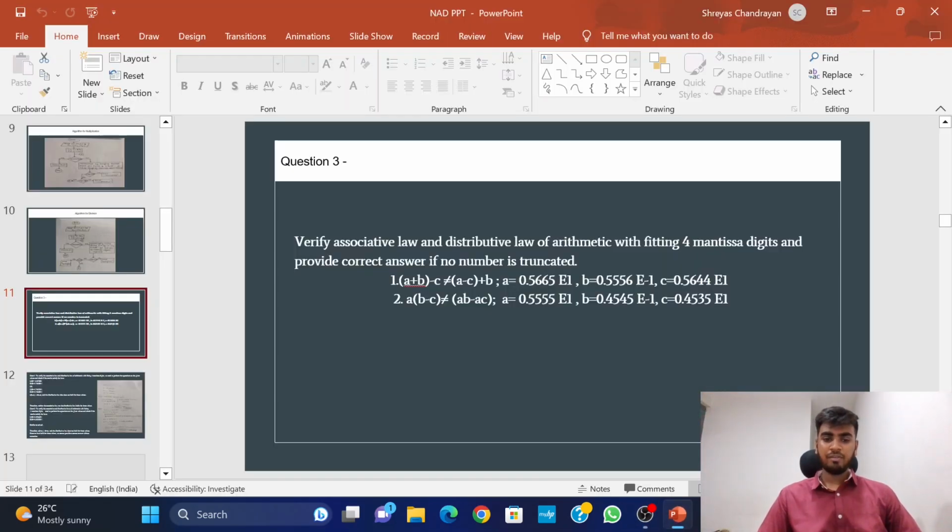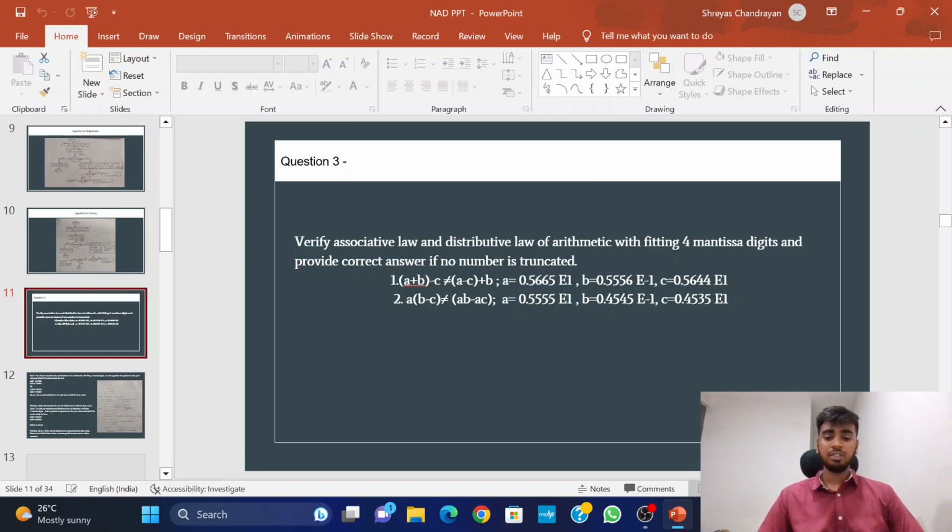In the given question, we have to verify associative law and distributive law of arithmetic with floating four mantissa digits and provide correct answer if no number is truncated. The given equations are a plus b minus c is not equal to a minus c plus b, where a is equal to 0.5665 e1, b is equal to 0.5556 e minus 1, and c is equal to 0.5644 e1.